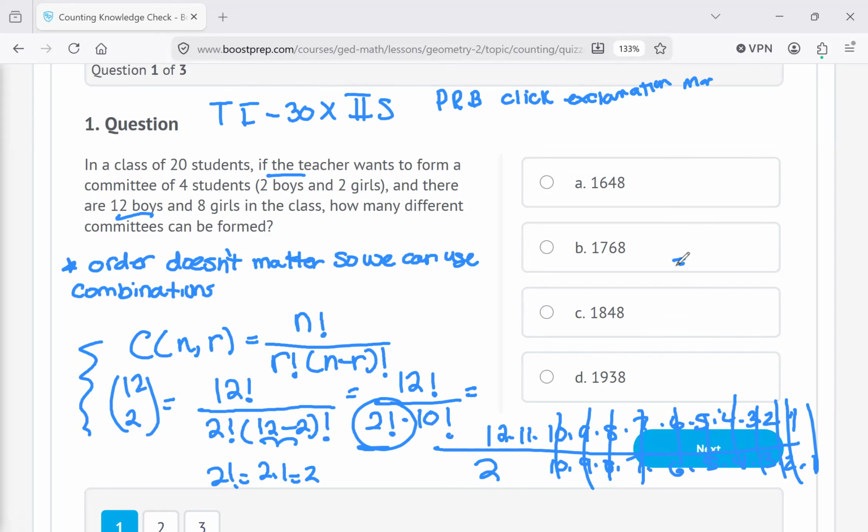Now, on the numerator, what is 12 times 11? You can easily put that in the calculator. So 12 times 11 is 132. And then on the bottom, you're left with 2, or 2 times 1, which is still 2. So what's 132 divided by 2? 66.